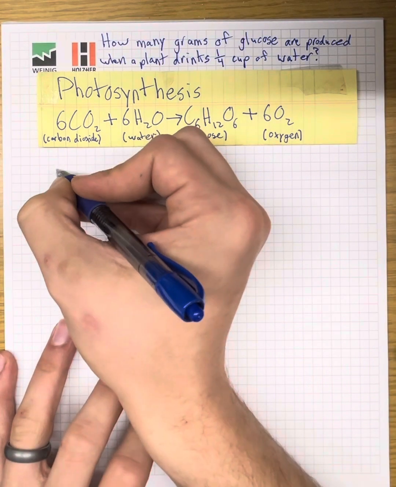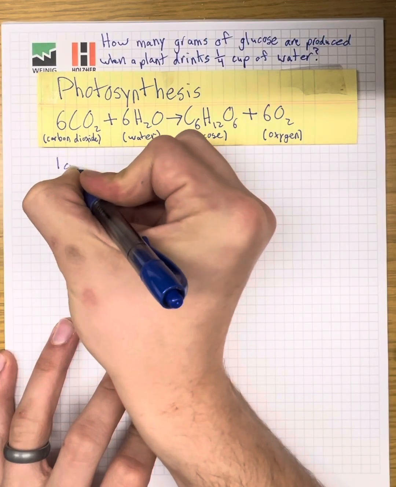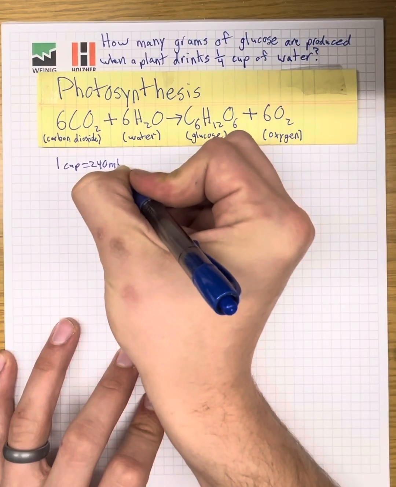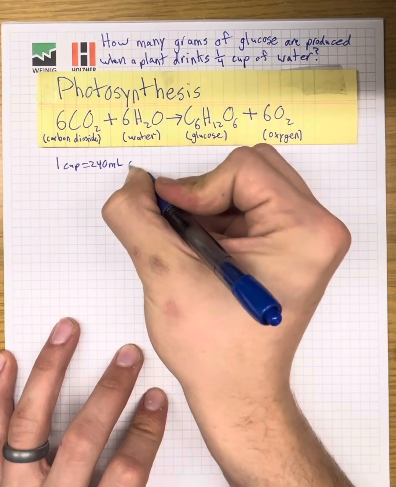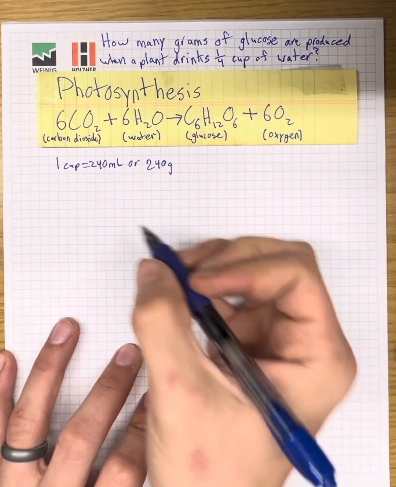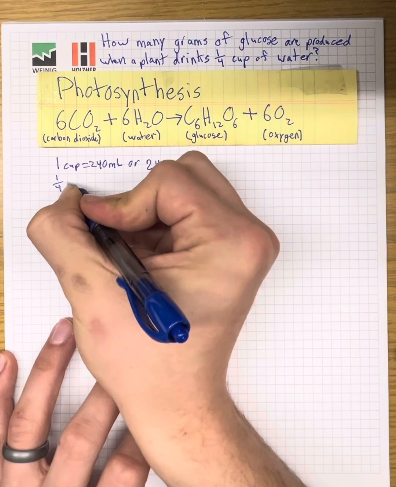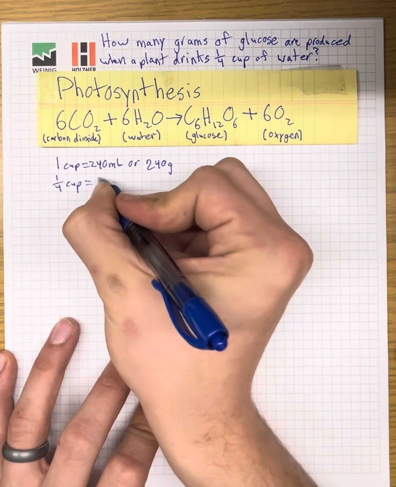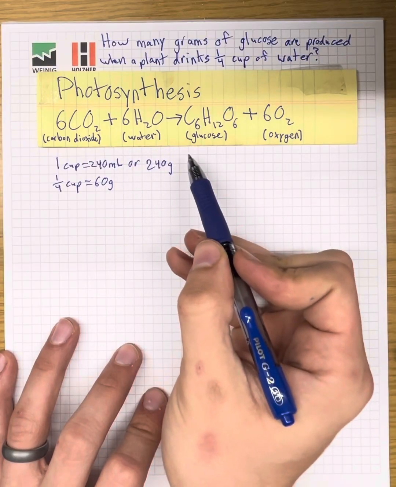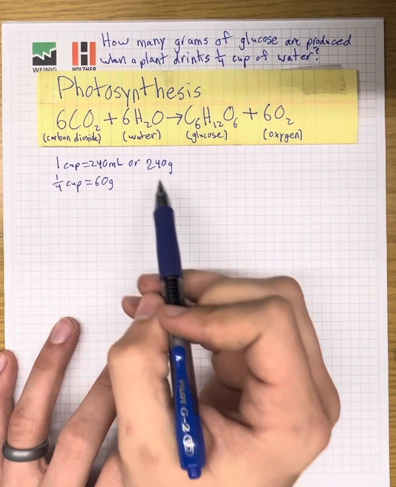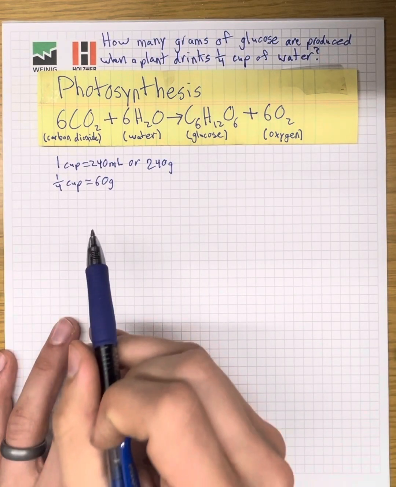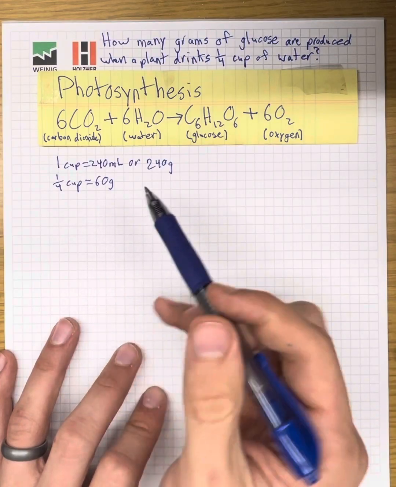So just something you can either measure or look up, but 1 cup of water equals 240 milliliters, or we can also write that as 240 grams of water. So if that's the case, then 1/4 of a cup of water equals 60 grams. So if we have 60 grams of water, how many grams of glucose? We need to figure out a way to relate these. We're going to use moles. So first we got to figure out how many moles is 60 grams of water.